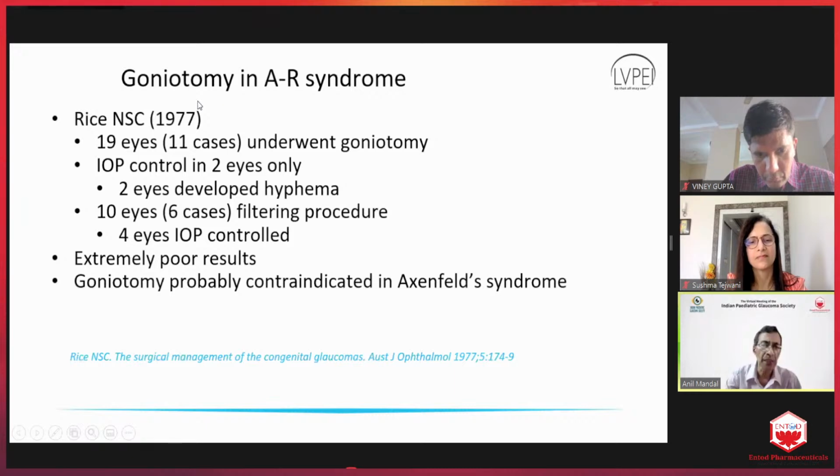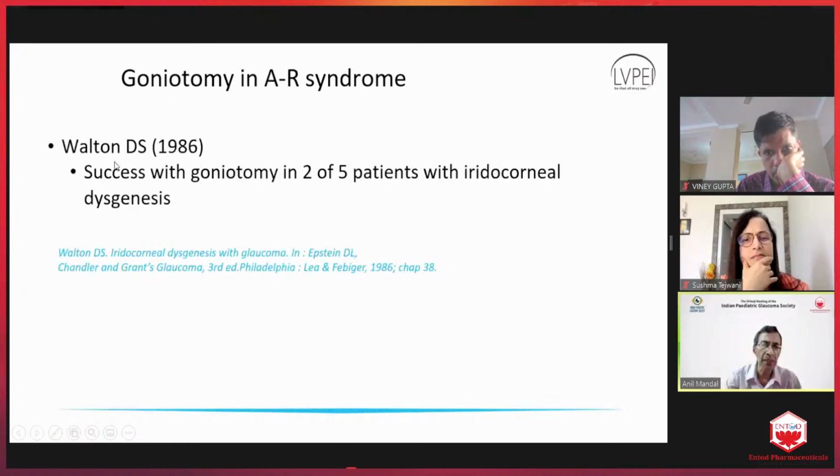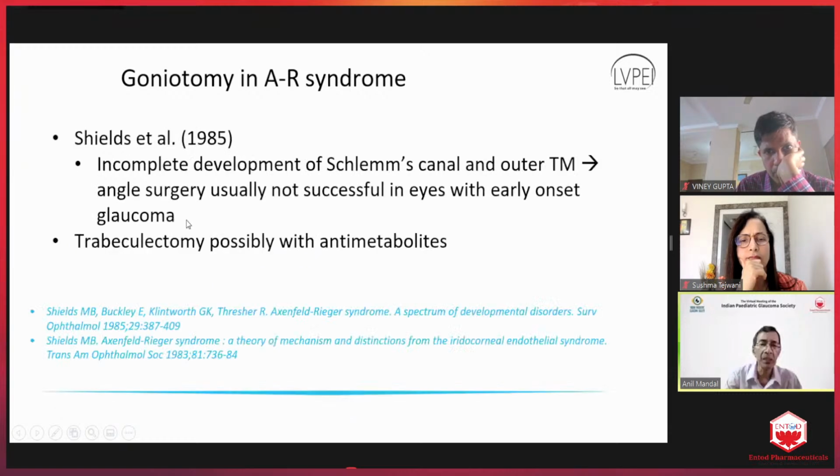The goniotomy results, as reported by Rice in 1977, were extremely poor, to the extent that he commented goniotomy is probably contraindicated in Axenfeld-Rieger anomaly. Dr. Walton did goniotomy surgery; 2 out of 5 patients of iridocorneal dysgenesis were successful. Analyzing the basis of development of glaucoma, it was realized that probably angle surgery is not the way to go.